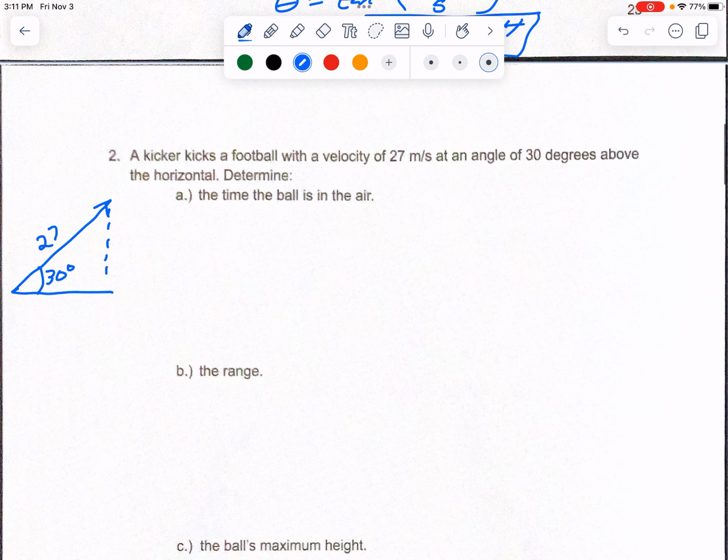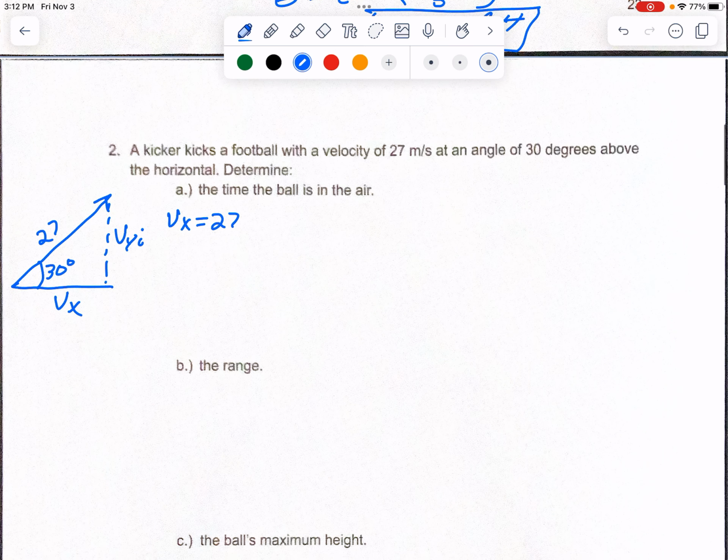Remember on these, I always do the same thing every single time. I'm going to find my Vx, find my Vyi. Remember Vx is going to be 27 times cosine of 30, because cosine helps you find your adjacent, and Vx is the adjacent. So 27 times cosine of 30, and you're going to get a value of 23.38 meters per second. Okay, Vyi, we're going to do the same thing, but we're going to use sine instead because it helps us find our opposite. And you're going to get a value of 13.5 meters per second. Neither one of those are my answer to part A, but I'm going to need those.